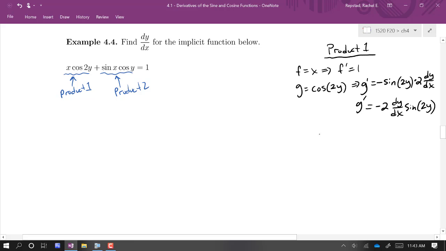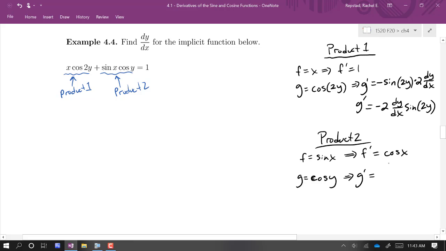For the second product, our f function is sine x. Our f prime function is cosine x. No chain rule to worry about, or at least the chain rule would say just multiply by 1. The g function is cosine y. So g prime is negative sine y, and then the chain rule says multiply by the derivative of y, but that's dy dx. We are respecting x.